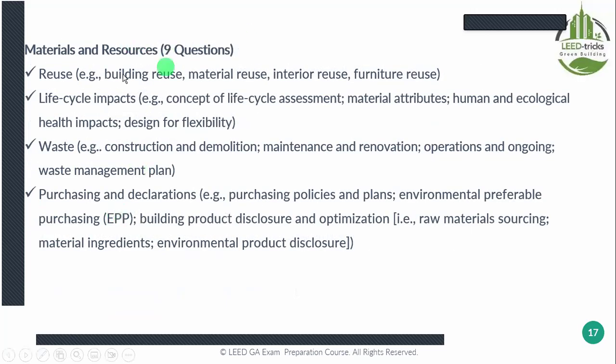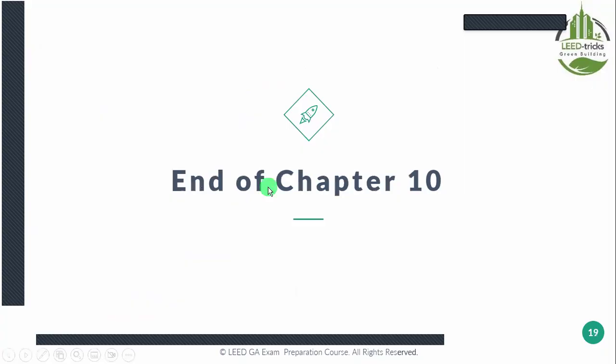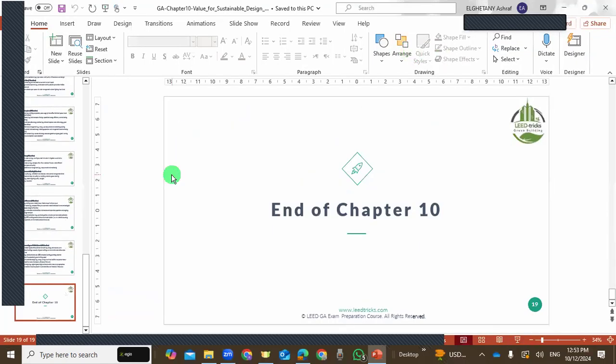Material and resources, 9 questions. You need to know the concept of reduce, reuse, recycle, flexible design, waste, purchasing, declaration, environmental product declaration, and health product declaration. Okay, that is the end.